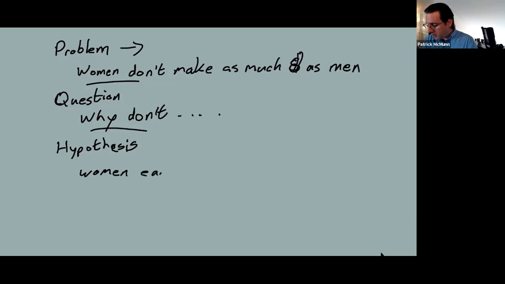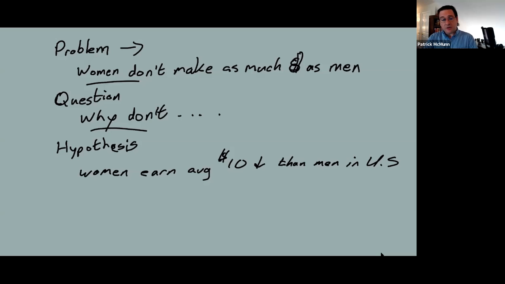earn an average of $10,000 less than their male counterparts in the US, okay? That's very specific, okay? And based on what we found, we can state that it's a statement. It's not necessarily a question. It's based on our question. But our hypothesis is very specific, and it tells us what we're going to be looking for in either our research or our experiments or whatever.